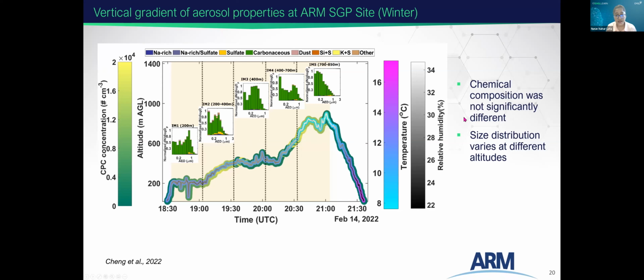And we can see the size resolved chemical composition obtained at different altitudes. The shaded region is showing the overall sampling time. So we can see a variation in the size resolved chemical composition. Though the chemical composition is not significantly different, we can see a difference in the distribution.